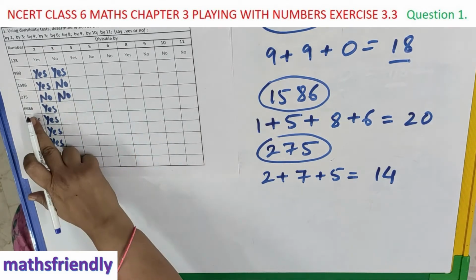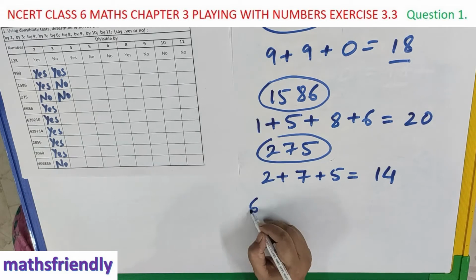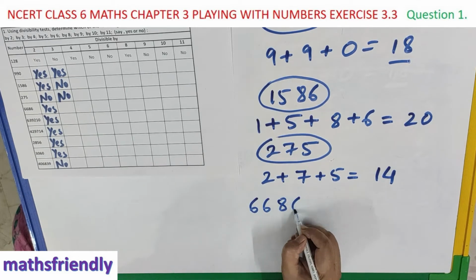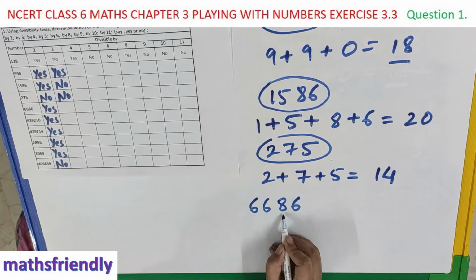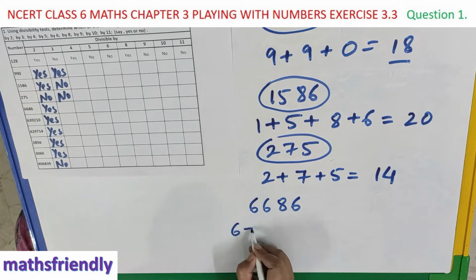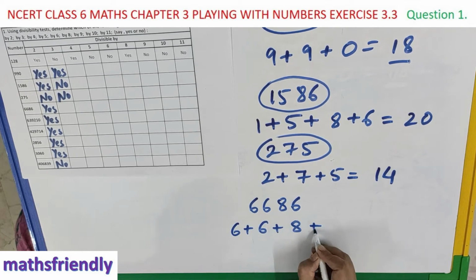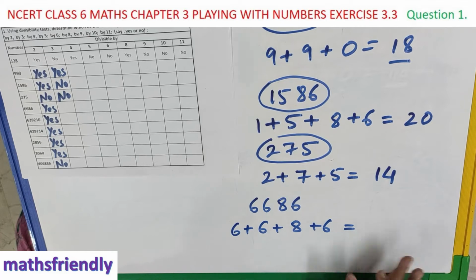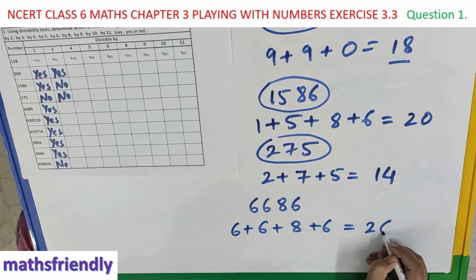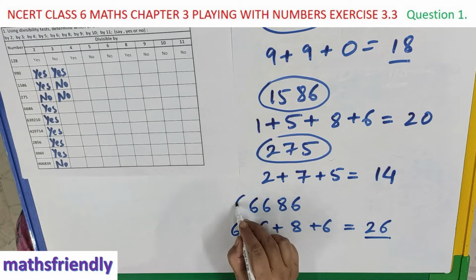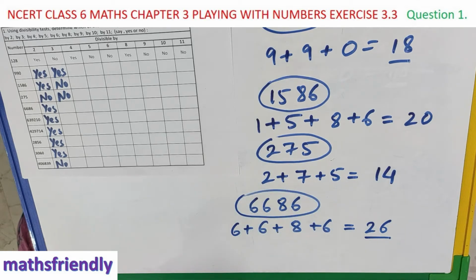The next number is 6686. Okay, so what are the digits of this number? The digits are 6, 6, 8 and 6. We have to add the digits and check whether this sum is divisible by 3 or not. 6 plus 6 is 12, 12 plus 8 is 20 and 20 plus 6 is 26. Is 26 divisible by 3? No, 26 is not divisible by 3. So it means that this number is also not divisible by 3.